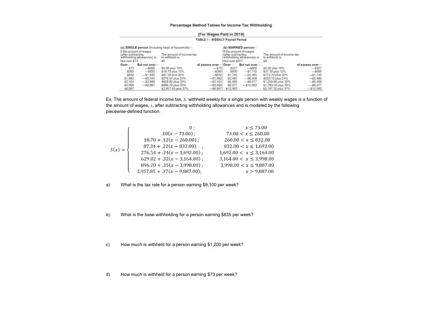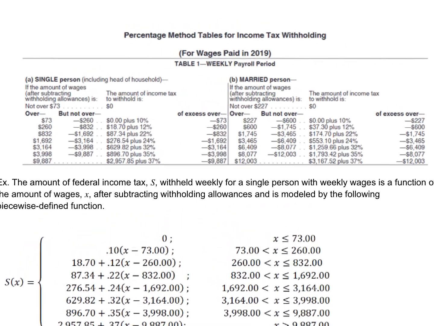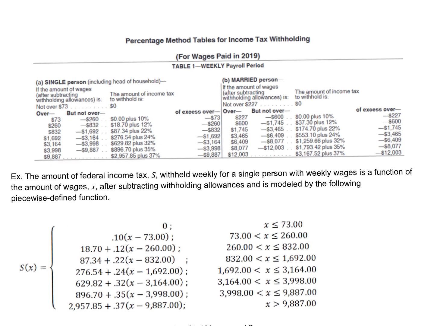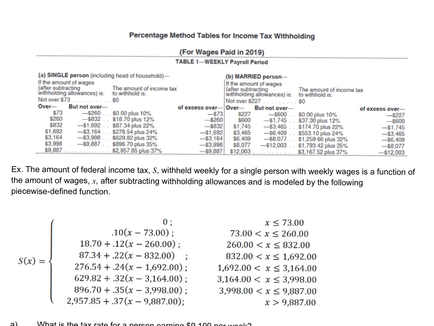Okay, another place you can see piecewise functions is in our federal tax code. So what I have here is a tax withholding table that I found for weekly amount, so how much you get paid per week and how much tax is taken out. And we have single and we have married and things like that. So we have single on the left and married on the right because you get taxed differently depending on what your exemptions and stuff are.